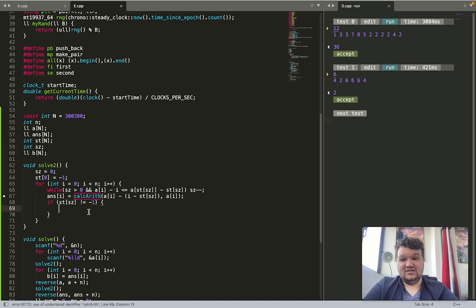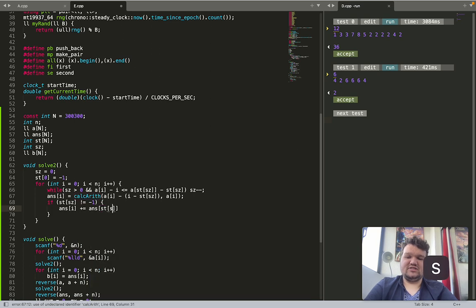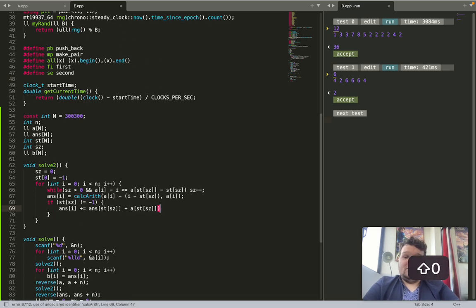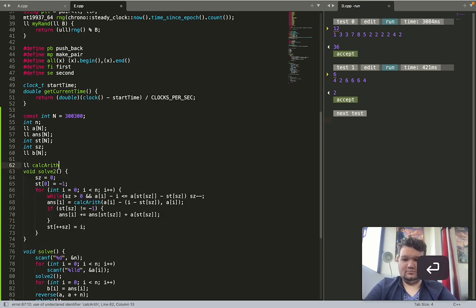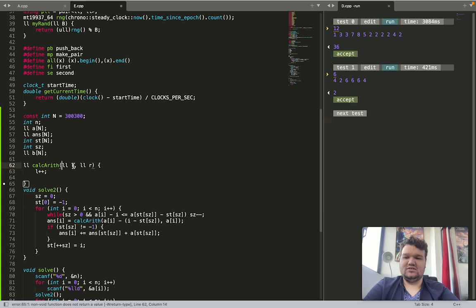And if I arrived somewhere, I should add to my answer the answer for that position plus the height of the tower in that position. And add myself to the stack. So I want to calculate the sum of all numbers from L to R, both not included.